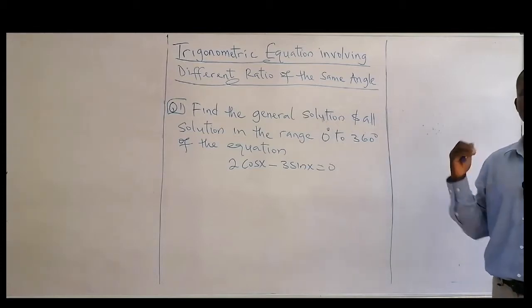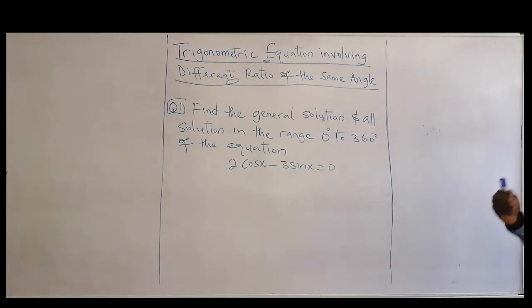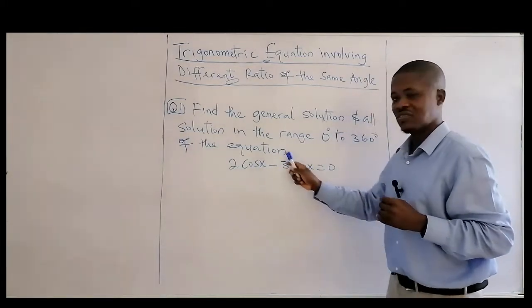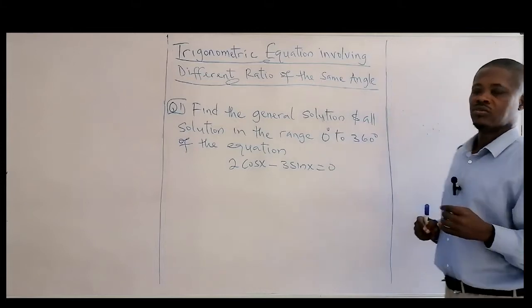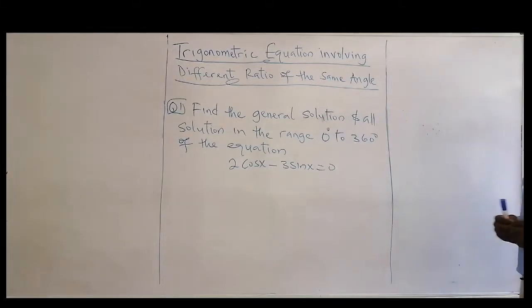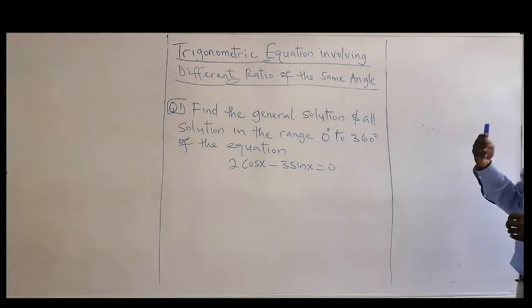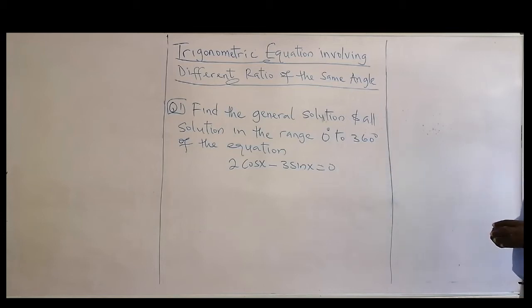So how do we solve a case like this? It's very simple. We need to combine these different trig ratios into just one, and that's what we're going to do in this aspect. That's why we say trigonometric equations involving different ratios of the same angle. So let's take this example.